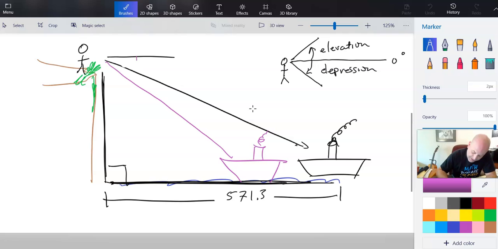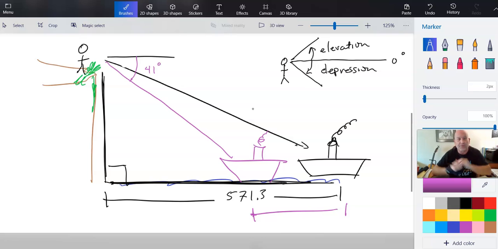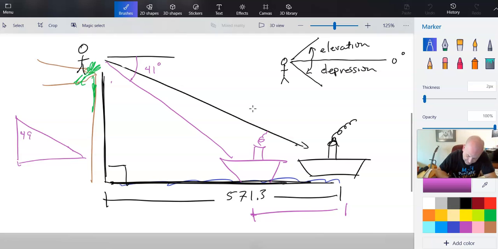And now the angle of depression has changed to 41 degrees. So we want to know how far this guy has moved in that period of time. Well, we're going to do the same thing we did before. We're going to pull out the smaller triangle. And since that has an angle of depression of 41 degrees, its complement is 49 degrees, so they add up to 90.